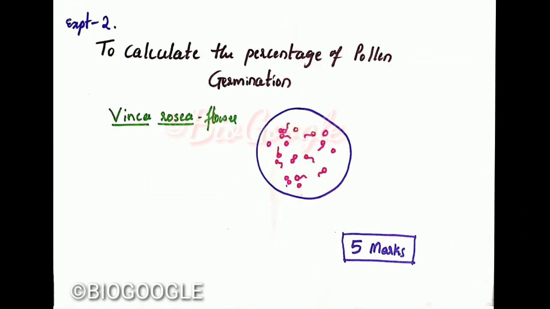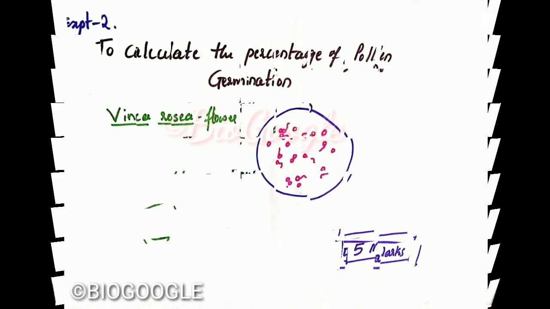Experiment number 2: to calculate the percentage of pollen germination. Here we will take the pollen grains of a vinca rosea flower and dust them on a slide containing sugar solution. After some time the pollen grains germinate, and then we focus that slide under the microscope. In the microscopic field we find many pollen grains, but among them some will be germinated. So we should calculate how many were observed and how many were germinated. Then we get the result. Again, this experiment also carries 5 marks.